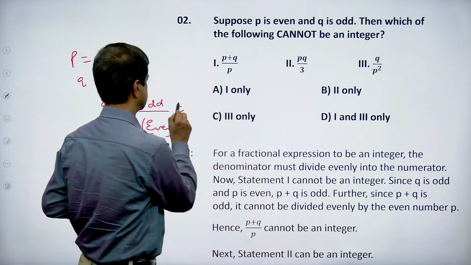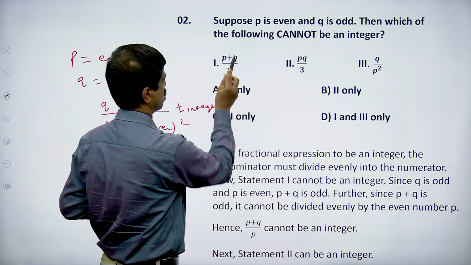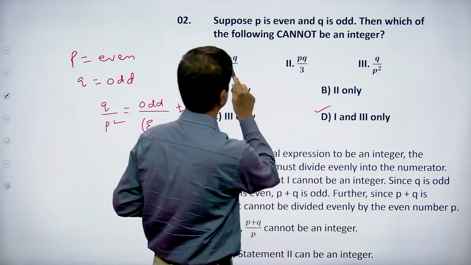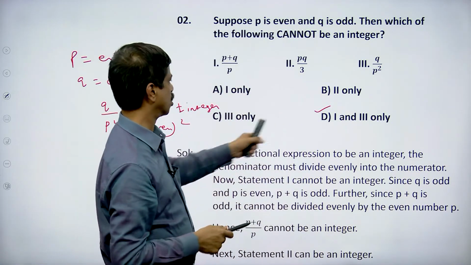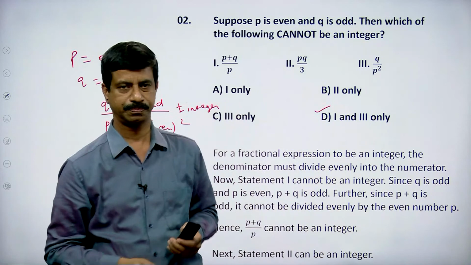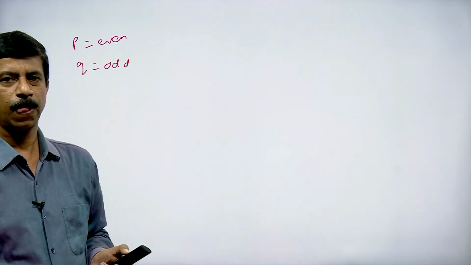So not integer. A also we got as not integer, so option D, children, not this. This is not integer, this is not integer, this is possible to be an integer. Therefore, option D satisfies. Quick. Finished. So let's move to the next one.